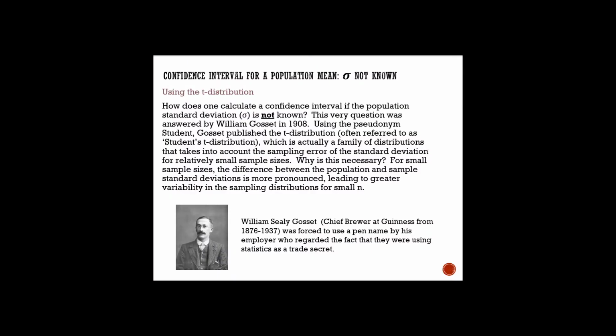So let's talk about that new table that we're going to start using in this chapter. It's the t-table, or the t-distribution. The reason the t-distribution came into being was because we didn't know how to calculate a confidence interval when the population standard deviation was not known. Now, this question was actually put forth and answered by a man named William Gossett in 1908. He published it under the pseudonym Student.